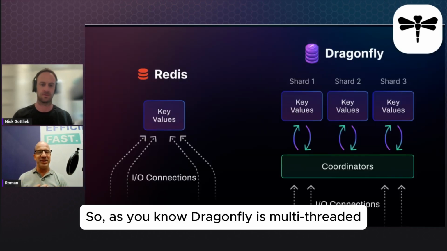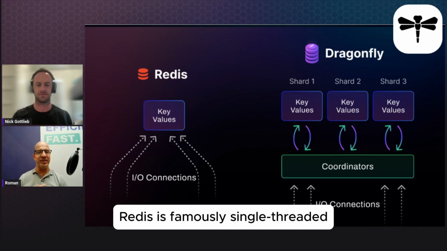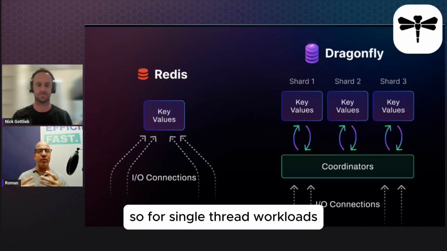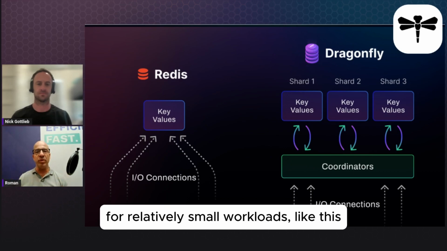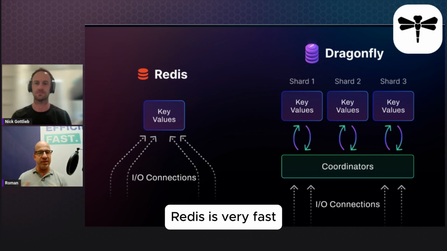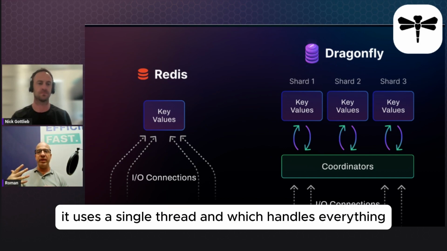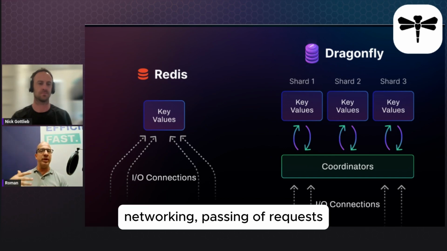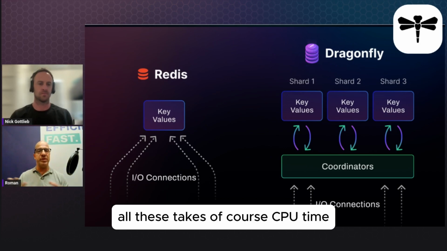Yeah. So, as you know, Dragonfly is multi-threaded. Redis is famously single-threaded. So for single-thread workloads, for relatively small workloads, let's say it like this, Redis is very fast. By default, it uses a single thread, which handles everything: networking, parsing of requests, applying data store operations. All this takes, of course, CPU time.